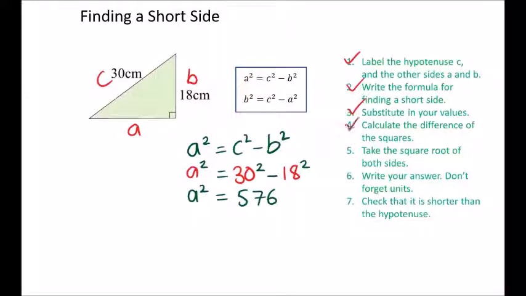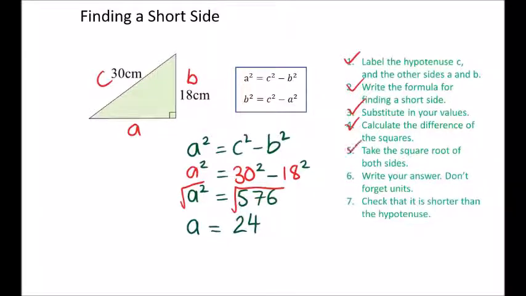Then we need to take the square root of both sides to get rid of this square on the left. Square and square root will cancel each other, so we do our opposites to get rid of the square on the left. And we put that in our calculator, and we get A is equal to 24.